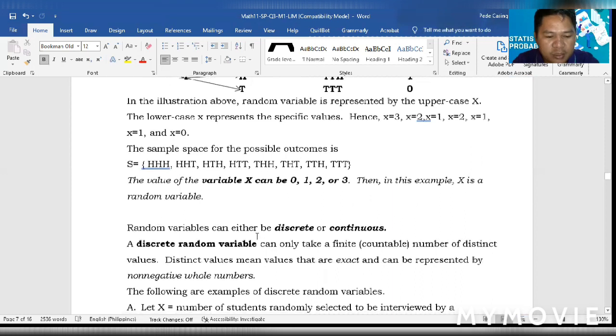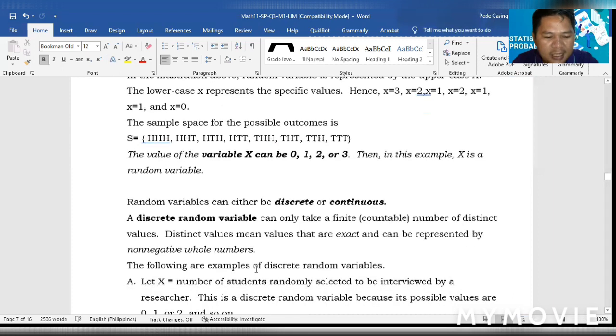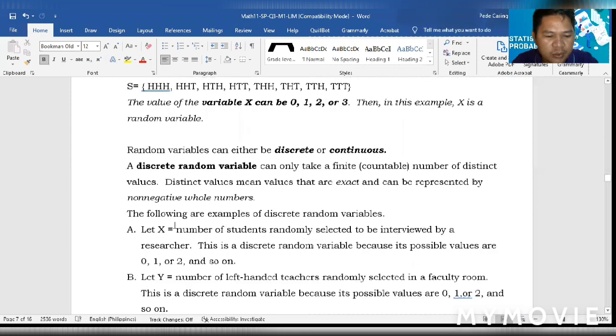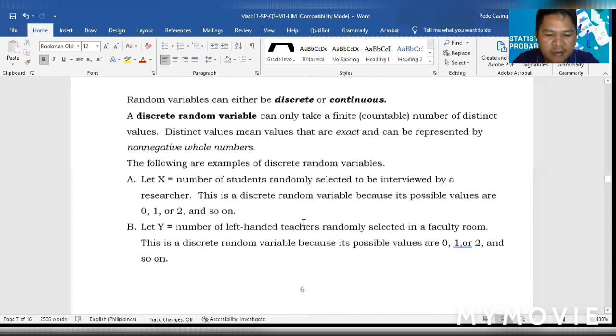So random variables can either be discrete or continuous. Again, a discrete random variable can only take a finite, that is countable, number of distinct values. It is countable, it has a limit. Distinct values means values that are exact and can be represented by non-negative whole numbers. So the following are examples of discrete random variables.